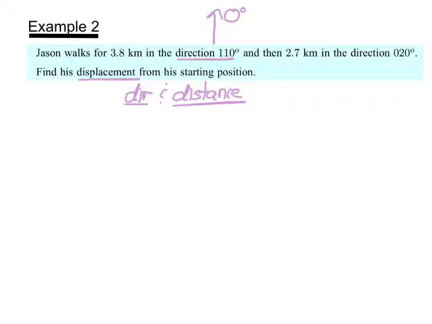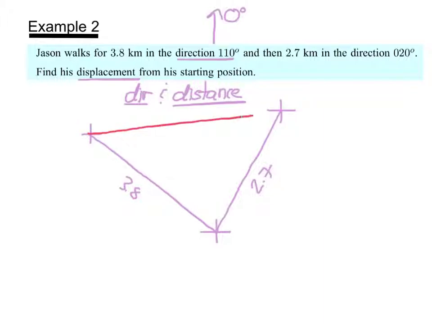We're going to start at his starting position, and Jason's going to walk 110 degrees, which is in this direction, and he's going to walk in that direction for 3.8 kilometers, and then he's going to turn, and he's going to walk in a direction of 20 degrees for 2.7 kilometers. And we're asked to find his displacement, which is really the vector sum here.